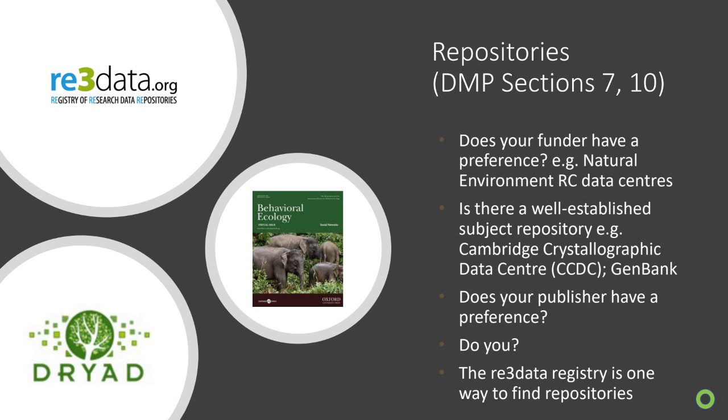Or your publisher may have a preference. Increasingly, publishers and specific journals actually work with specific repositories. Data Dryad, or Dryad, is one example of a repository that has partnerships with journals in ecology that you may be steered towards, which is fine. Or the re3data registry is something you can look at. That can be a really useful resource for actually finding data as well in a particular area.